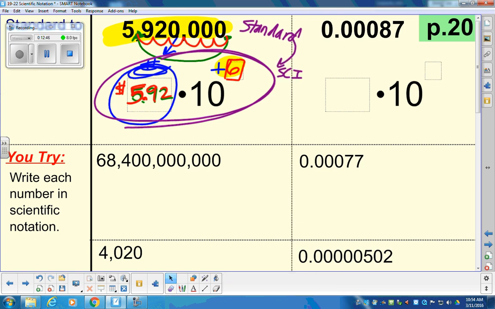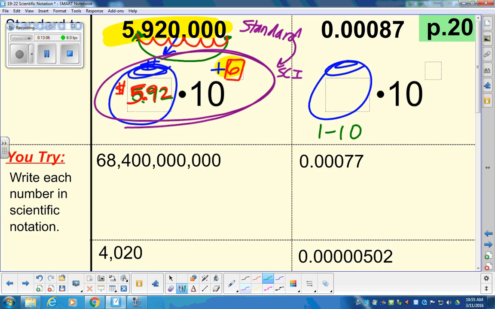All right, moving on to the next problem here on page 20. We have 0.00087. We are going to convert this. Now our job is to get this to a number between 1 and 10 in the bank. That cannot be accepted right now. It's too small. I can't take $0 in the bank. 1 to 10 is the only thing I'll accept, scientific notation.